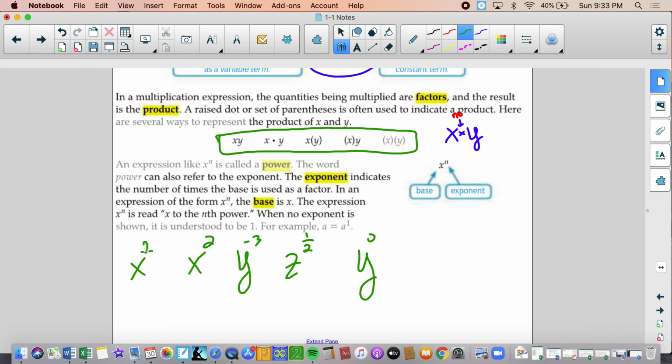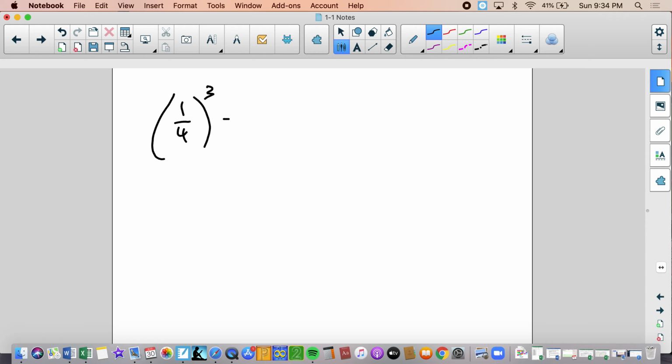Here's the tricky one. What if I have 1/4 to the 3rd? What's that going to be? What's the base of that exponent? Here's the exponent. What's the base? 1/4, good. So we're going to have 1/4 times 1/4 times 1/4, 3 times. When we have -8 to the second, what's the base of the exponent? -8, good. -8 times -8.